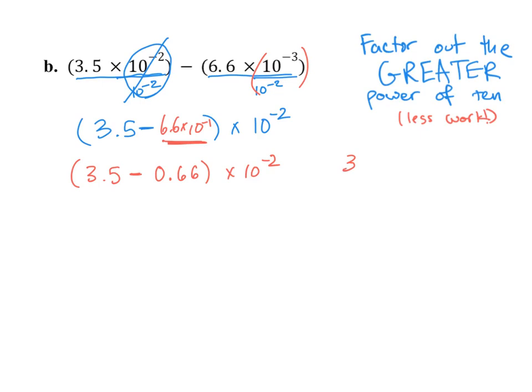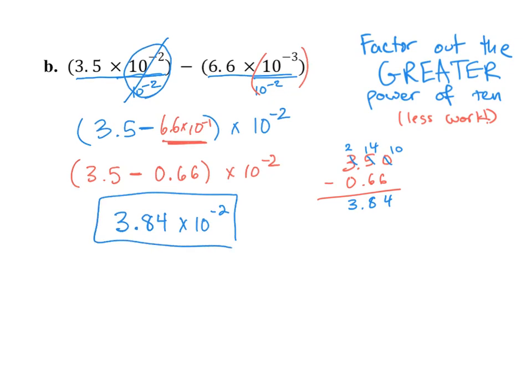Off to the side here, I'll do my arithmetic. We have to borrow. So 10 minus 6 is 4, 14 minus 6 is 8, 3 minus 0 is 3. So we get 3.84 times 10 to the negative second, and that's our final answer.